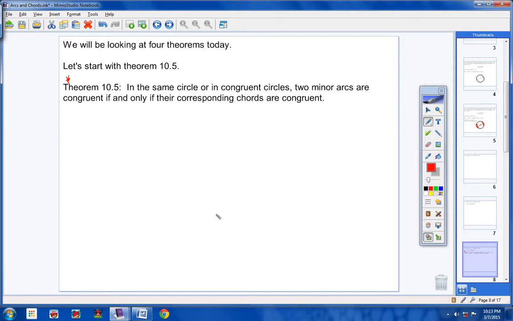In the same circle or in congruent circles, two minor arcs are congruent if and only if their corresponding chords are congruent. Notice if and only if, and we'll talk about that in just a second, okay?